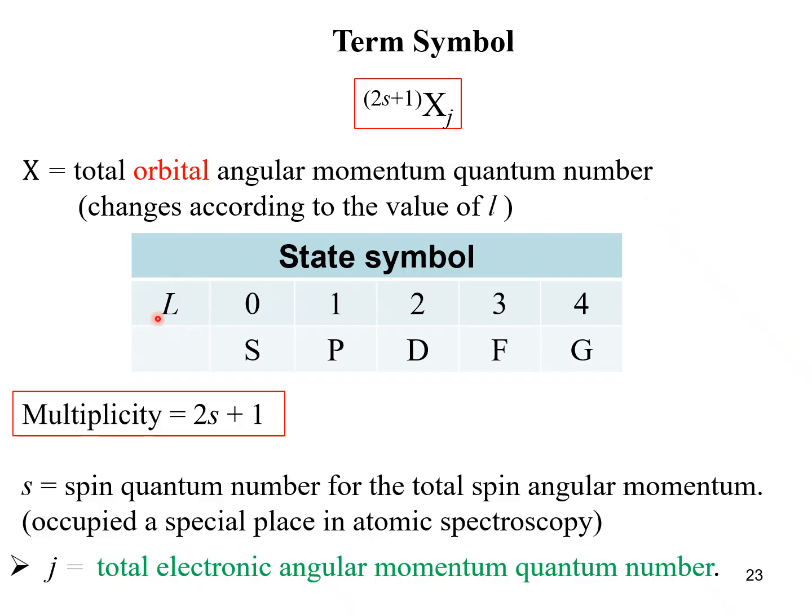The capital letter L can have the value of 0, and it is represented by the symbol of capital letter S. If L equals 1, then we use the capital letter P to represent the X. If L equals 2, then we use the capital letter D to represent the X, and so on, whereby the subscript J is known as the total electronic angular momentum quantum number.